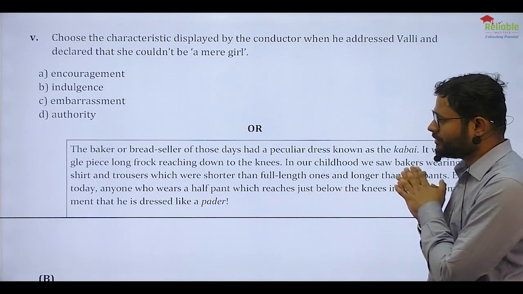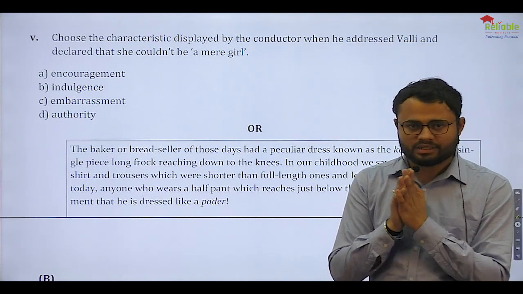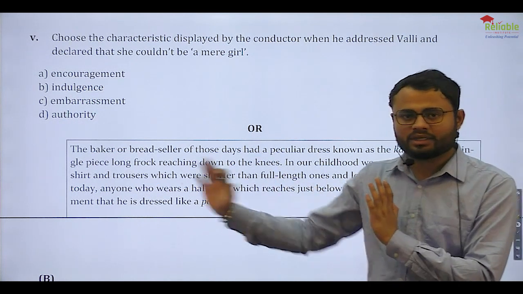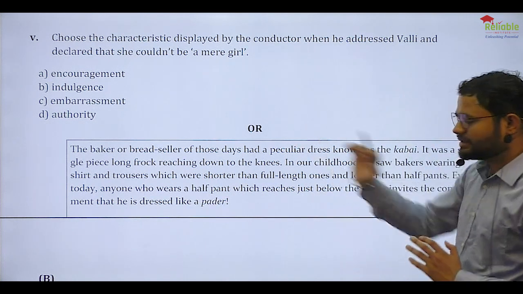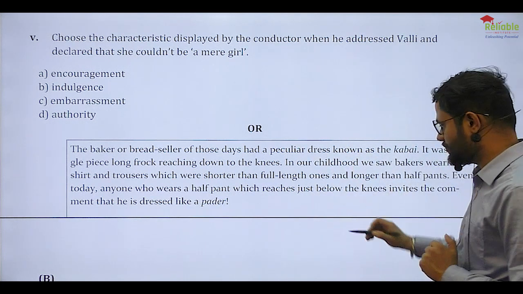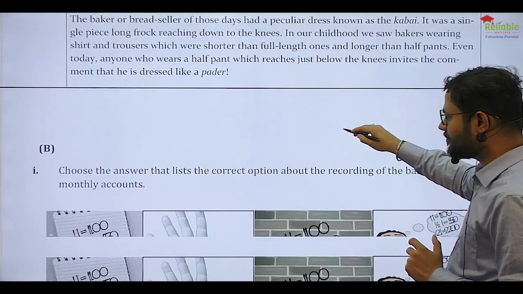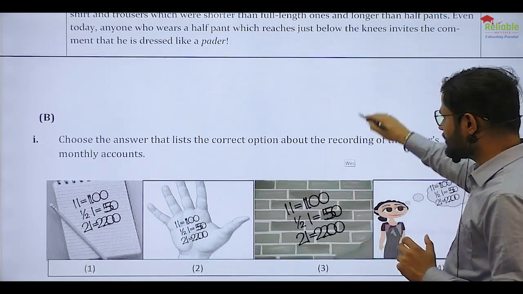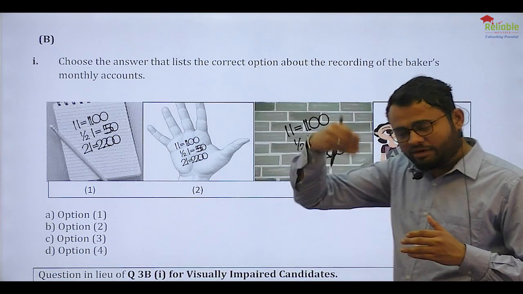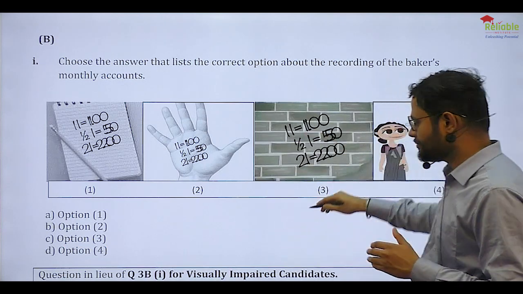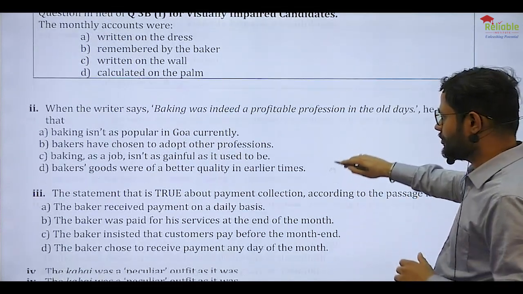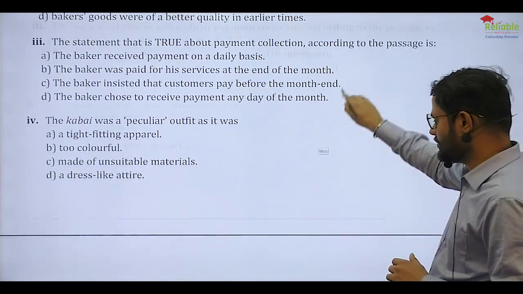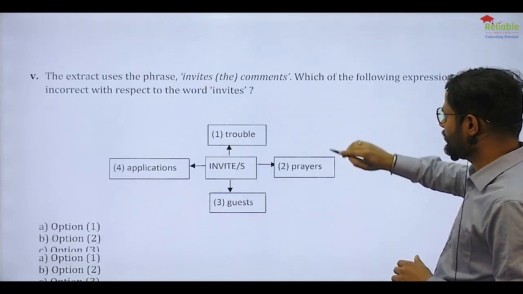And second is from the Glimpses of India, the Baker from Goa. So this is the given passage, and you have to attempt questions from it. What kind of questions are there again? Every question is a multiple choice question. Moving on, you don't need to worry about this part.